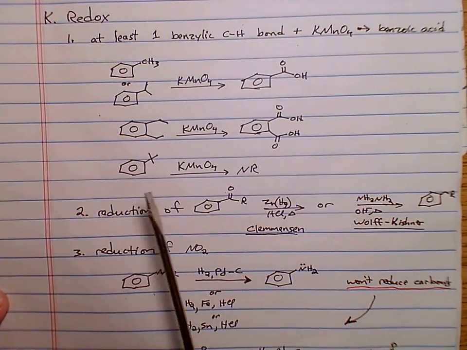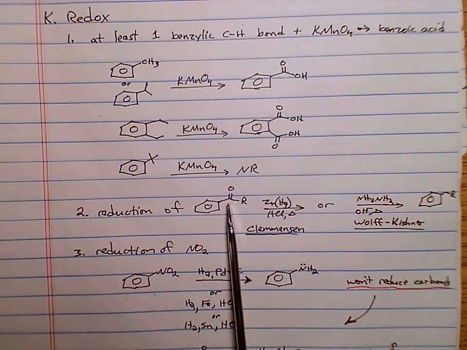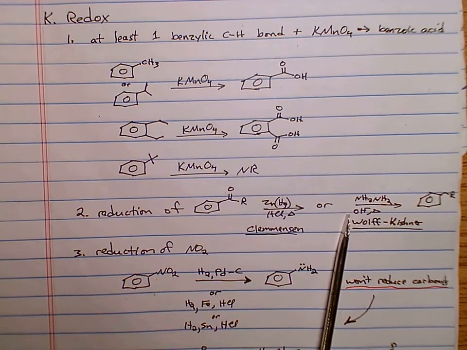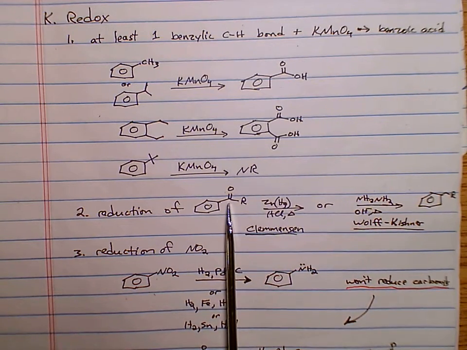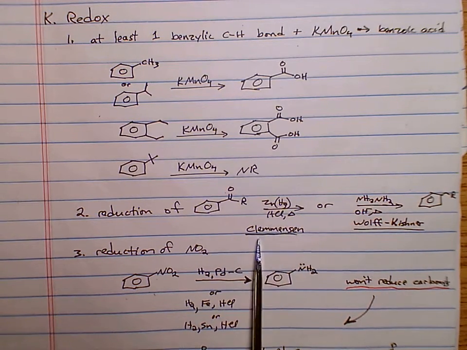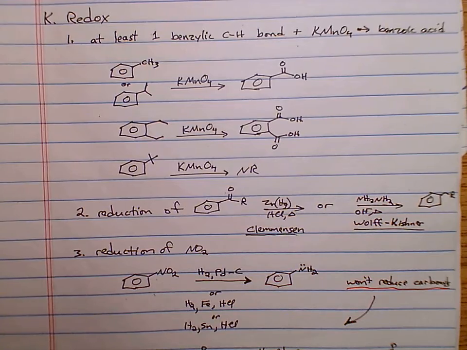We've already covered this. If you have a benzene ring with a carbonyl attached to it, you can do a Clemmensen reduction or a Wolff-Kishner reduction to reduce that carbon. Note, not to the alcohol. Recall chapter 12, we could reduce carbonyls to alcohols. Now we can reduce carbonyls to CH2s via Clemmensen or Wolff-Kishner.